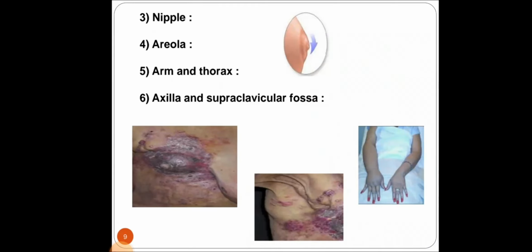The next thing is the areola. We have told what the nipple is, what the areola is. So after the nipple, the areola has to be examined, and the areola is also the same.